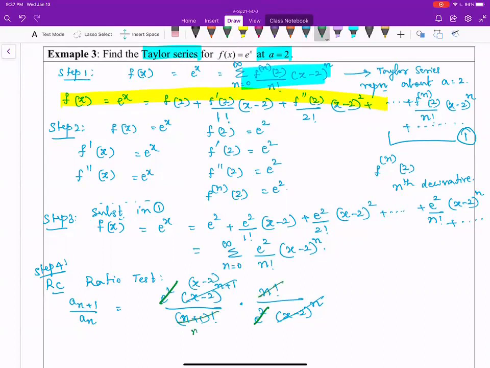This will be n factorial times n plus 1. So factorial n cancels out. That gives us n plus 1 in the denominator. So we are left with x minus 2 in the numerator. On the denominator, it is n plus 1.